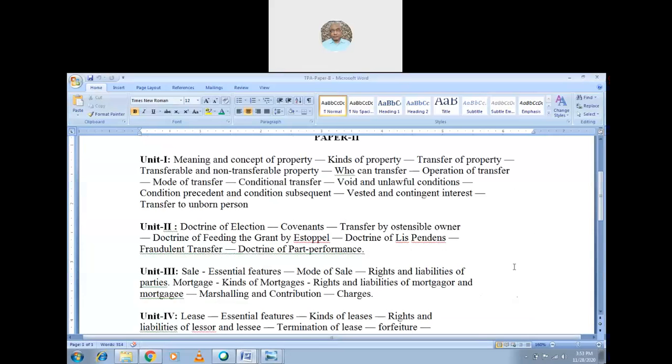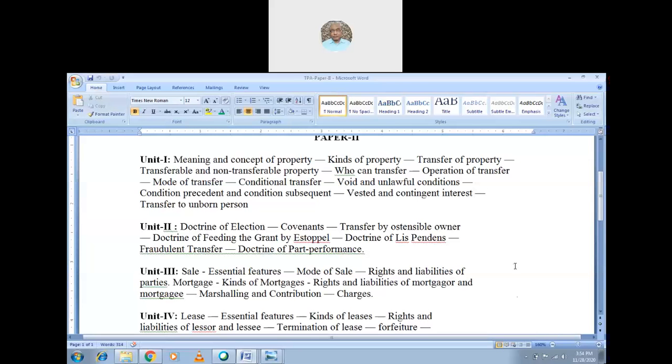So we have covered the meaning and concept of property and kinds of property, transfer of property, transferable and non-transferable property, that is section 6, and who can transfer, that means competency of the transferor, and operation of the transfer means the legal incidents of the transfer, and the mode of transfer, and a conditional transfer. We studied section 25 to section 34 of the Transfer of Property Act, and where we studied section 10, if I am not mistaken, void and unlawful conditions, and condition precedent and condition subsequent, which is before and which is subsequent. These conditions also we studied over there, and today in this class we throw light on the vested interest.